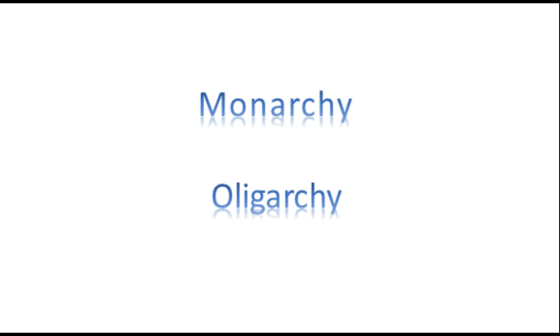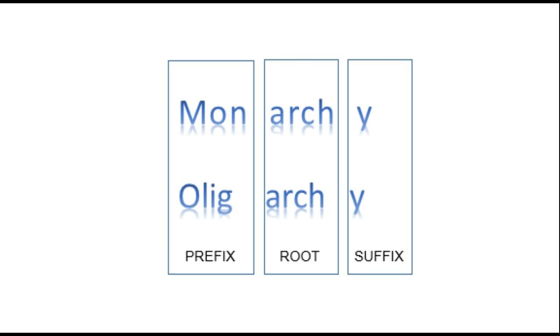Let's look at an example, the words monarchy and oligarchy. First, we need to break up our words into their individual word elements. That means identifying the word root, prefix, and suffix. Both of these words have the same root, arch, which comes from a Greek word that means to rule. Both have the same suffix, y, which is used to form abstract nouns.